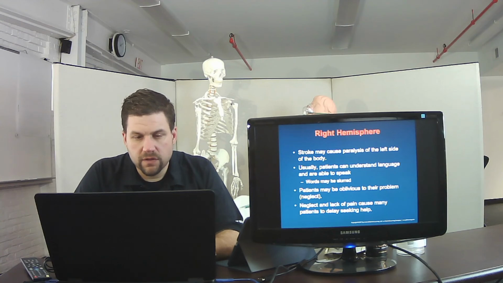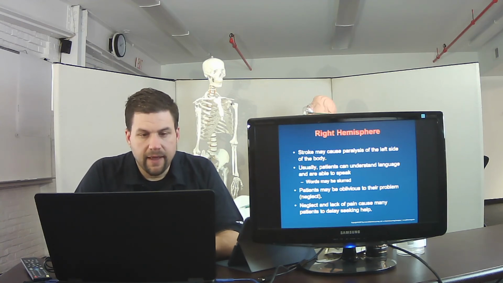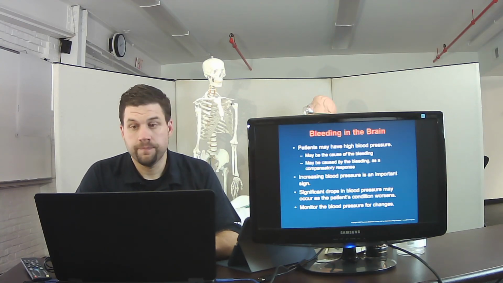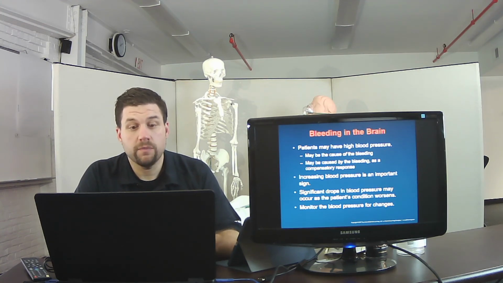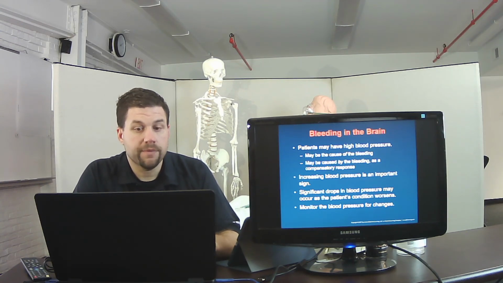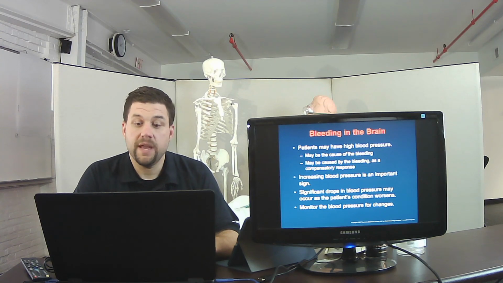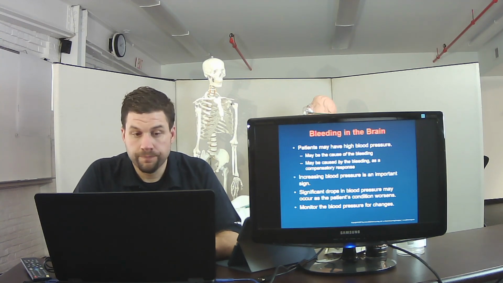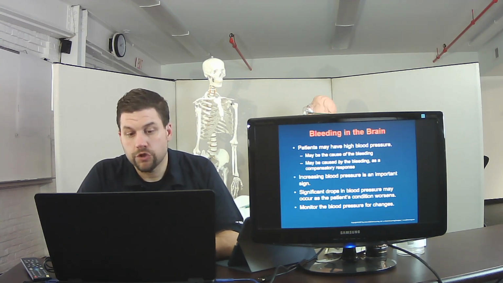Patients may be oblivious to their problem, so they just don't know that they're having a stroke. Neglect and lack of pain cause many patients to delay seeking help. Bleeding in the brain. Patients may have high blood pressure. This may be the cause of the bleeding. This may be caused by the bleeding as a compensatory response. Increasing blood pressure is an important sign. Significant drops in blood pressure may occur as the patient's condition begins to worsen. Monitor their blood pressure for changes.